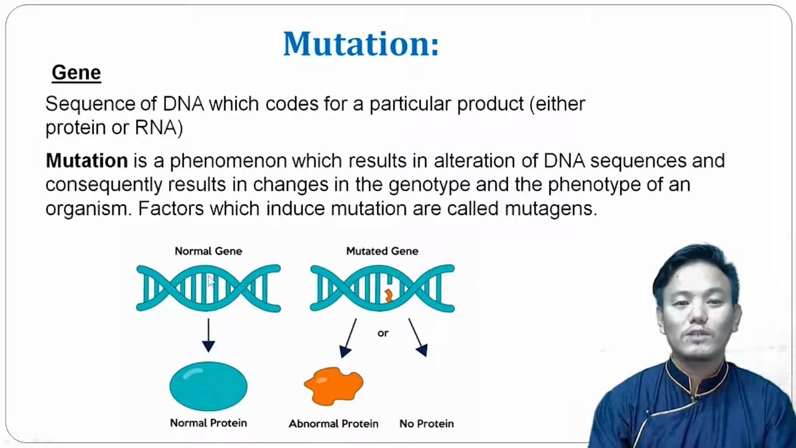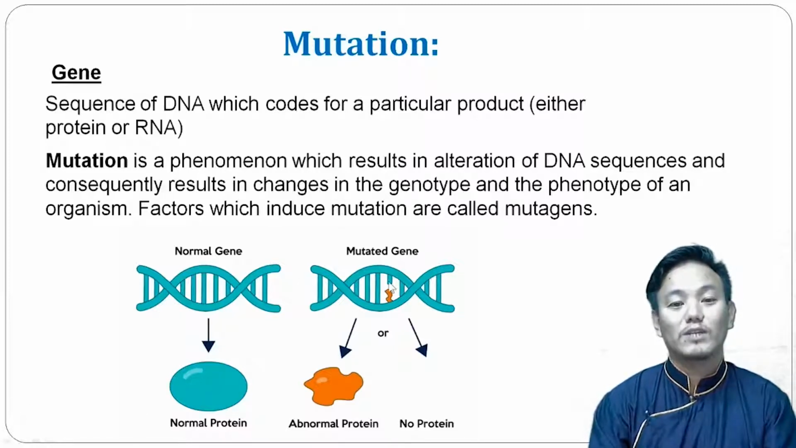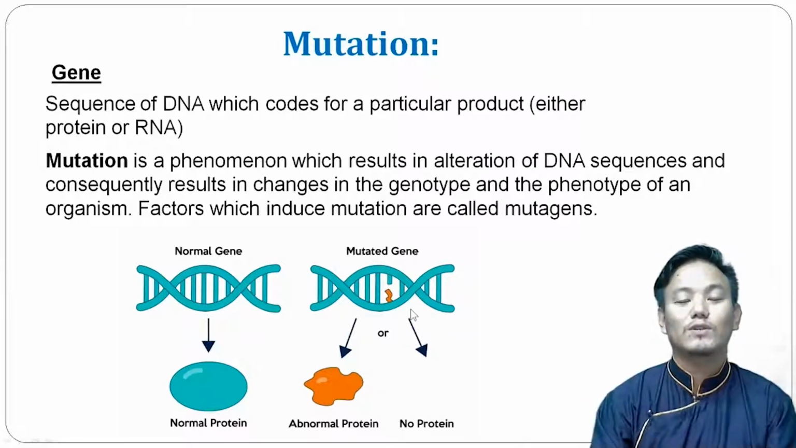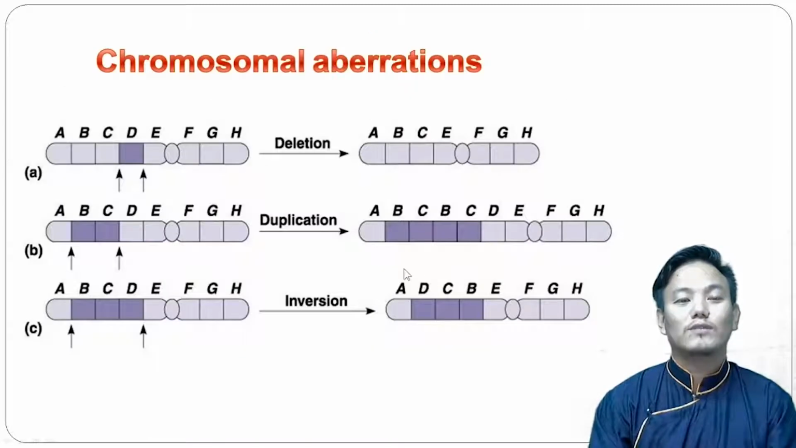So the normal gene will produce a normal protein, which will lead to a normal phenotype. However, a mutated gene will result in an abnormal protein or no protein, and this will lead to an abnormal phenotype. So that is the mutation concept, right? Let's try to understand some forms of mutation, chromosomal aberrations.